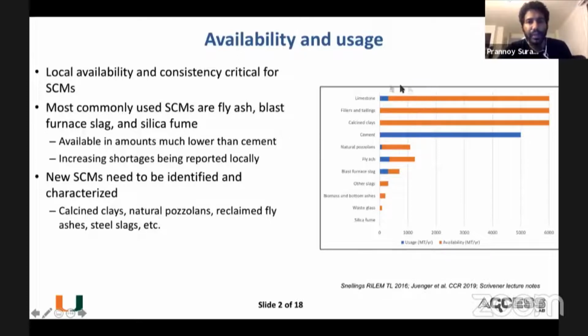And if you look here in terms of volumes, you can see that some of these are available in very, very, very large quantities. So what is needed then is we need to understand how these things behave and identify what are valuable new SCMs.